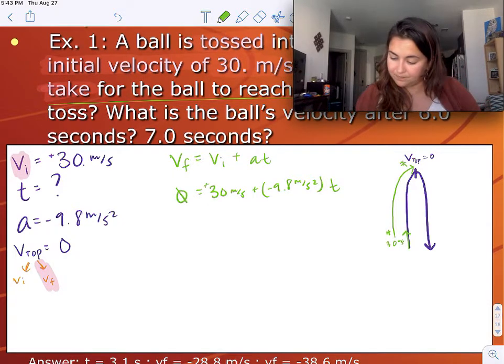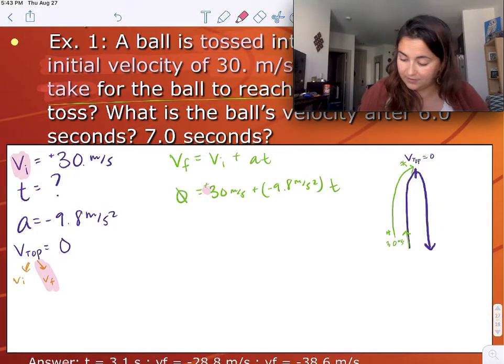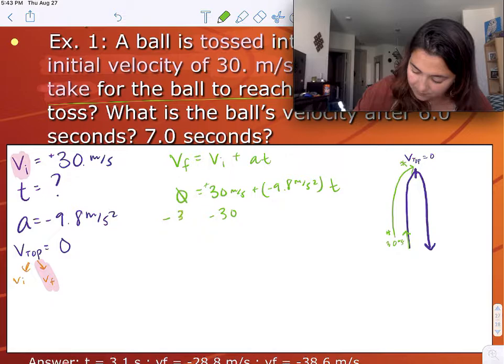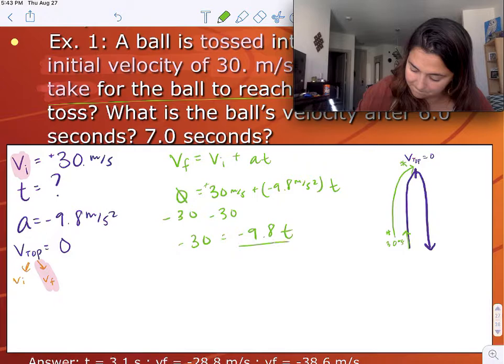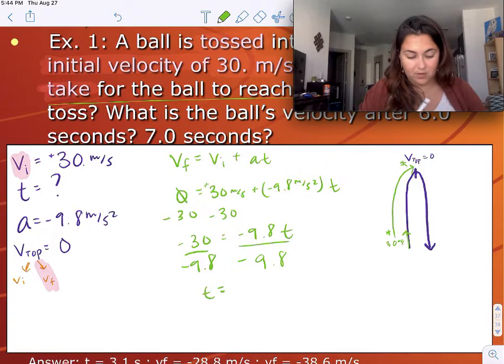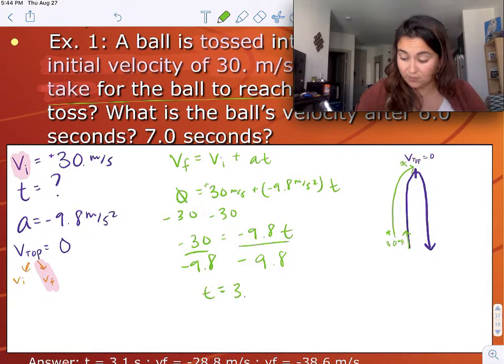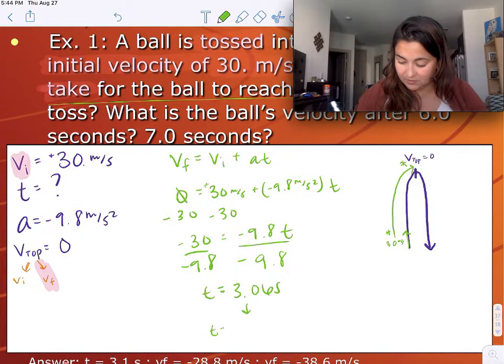Times time. Be careful. You cannot add these two together. A lot of you are going to try to do that. Cannot do that. I'm going to subtract 30 from both sides. Work out some math, and then I get 30 divided by 9.8. Negatives cancel, which is great because I never want a negative time. I get 3.06, or to round to proper sig figs, 3.1 seconds.